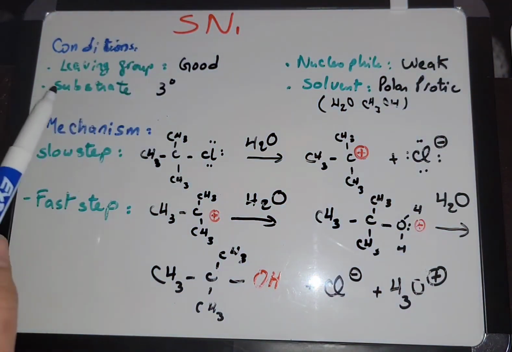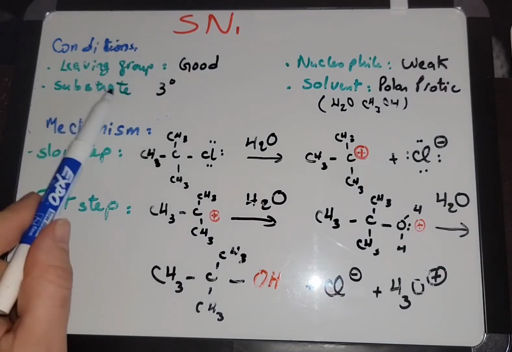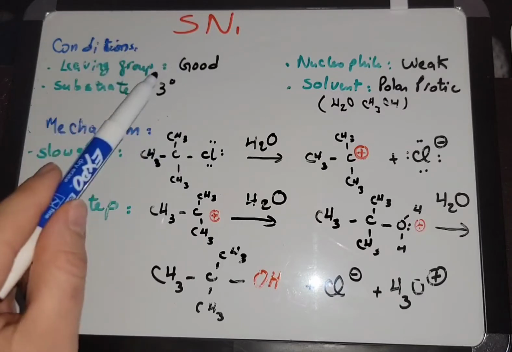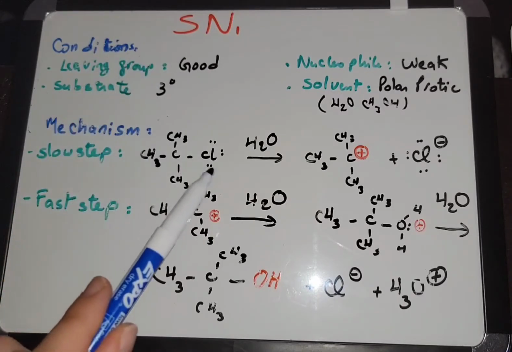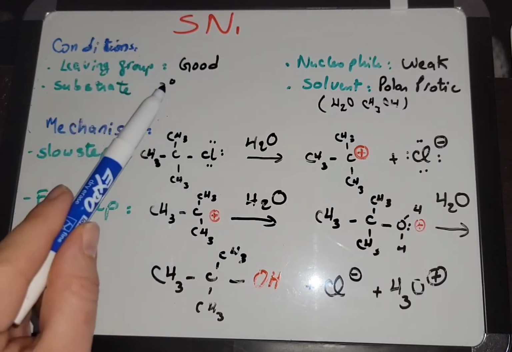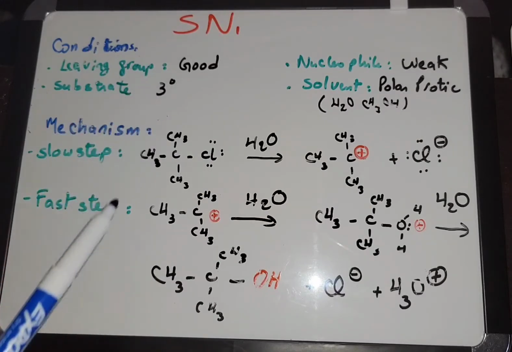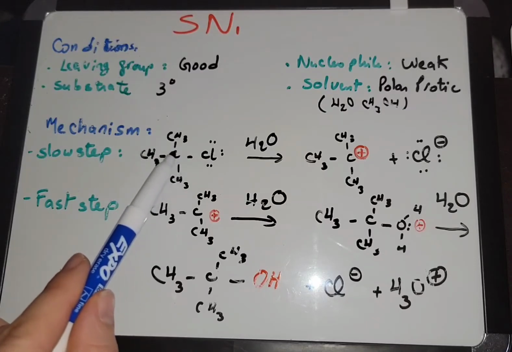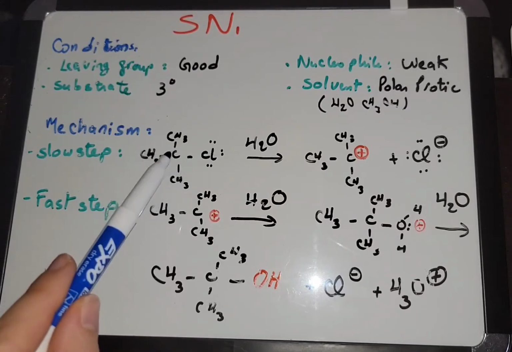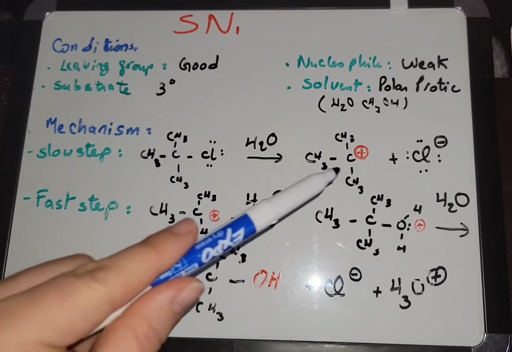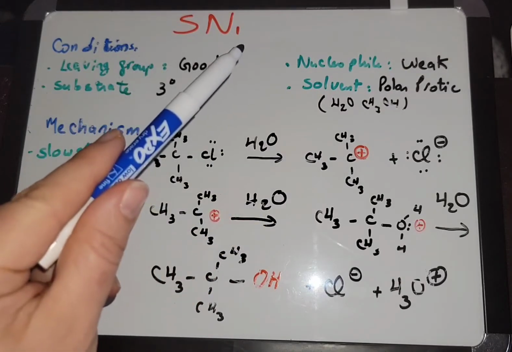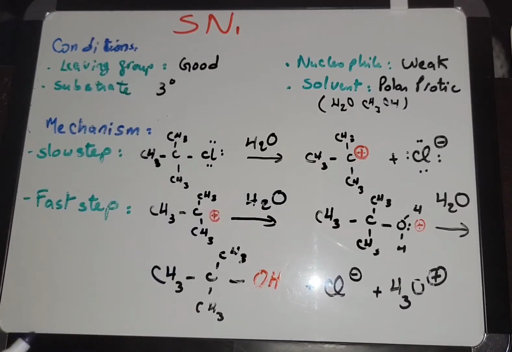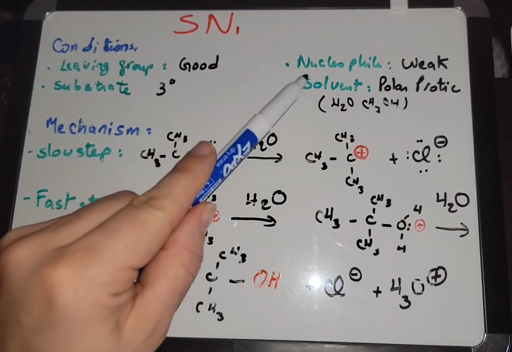For the second one, we have the substrate. The substrate is the carbon at which the good leaving group is bonded. Here it has to be a tertiary substrate. We have 1, 2, 3 carbons next door, meaning that this one is tertiary. The reason for that is that we are dealing with a carbocation in the SN1 mechanism, so we have to have the most stable carbocation.